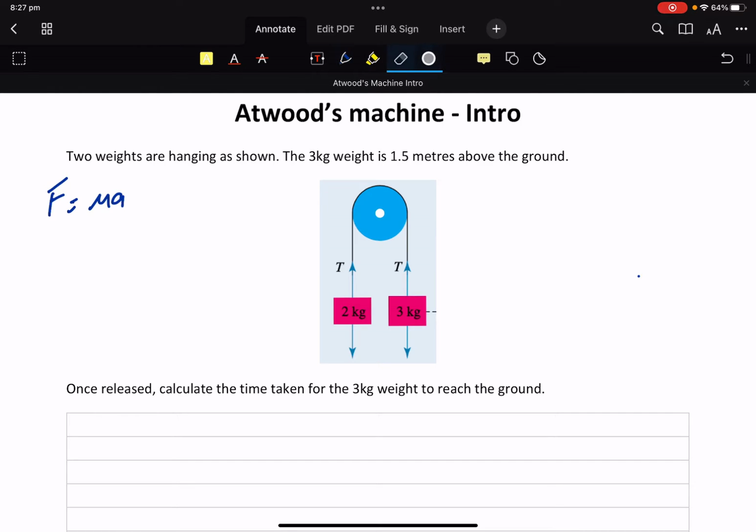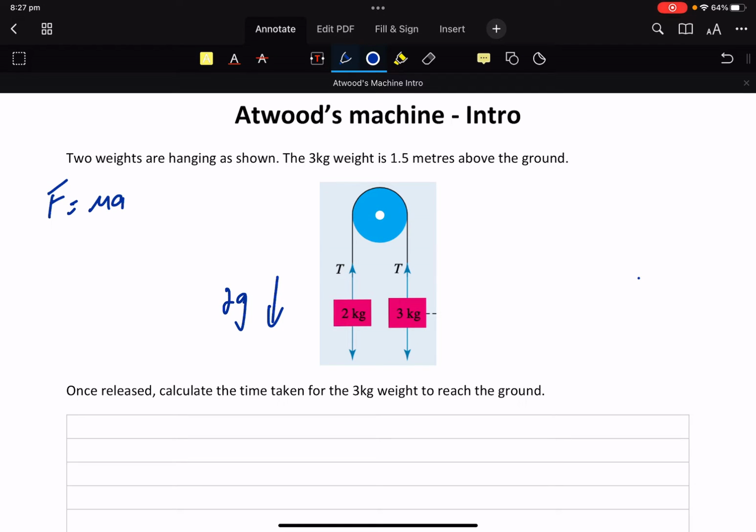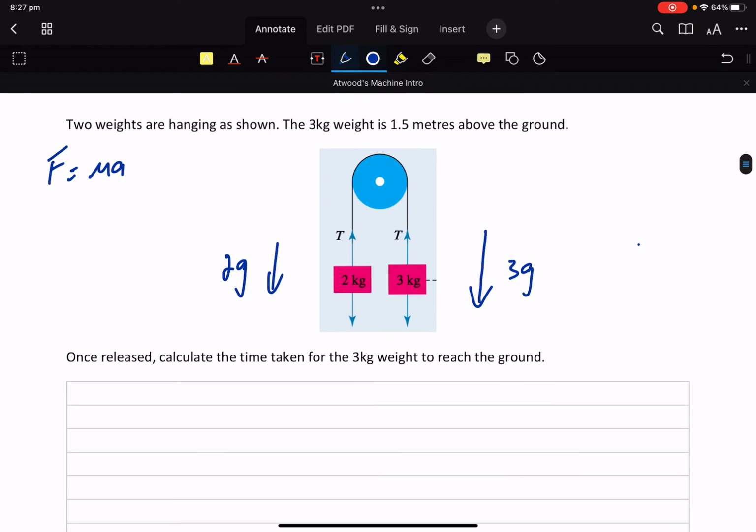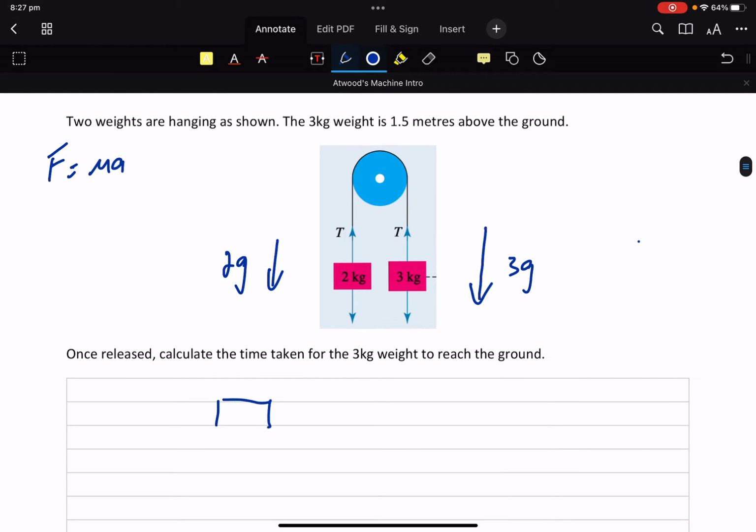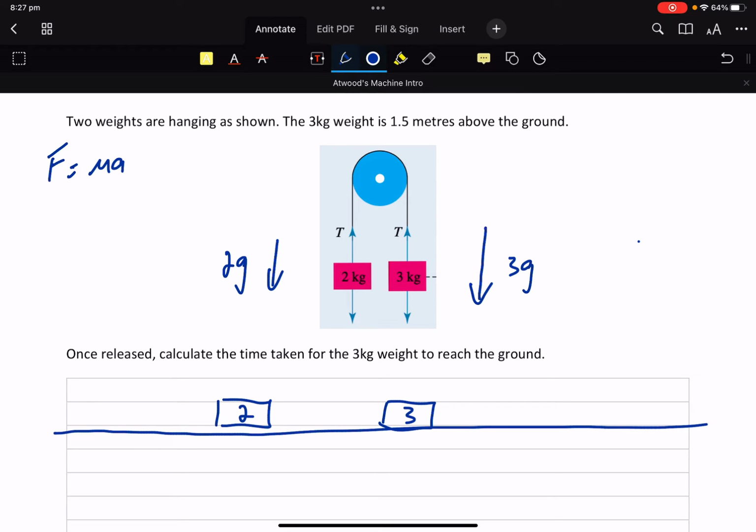On the left hand side we've got a force of 2g going down, and on the right we've got a bigger force of 3g going down. This whole pulley thing is quite confusing, so it's probably easiest to think of it as a 2 kilogram particle and a 3 kilogram particle on a flat, smooth plane joined by a string.